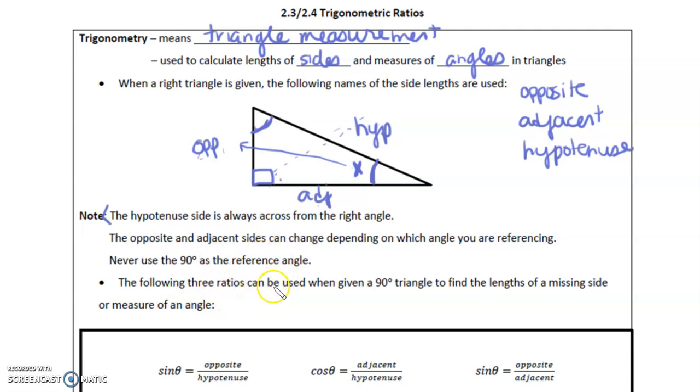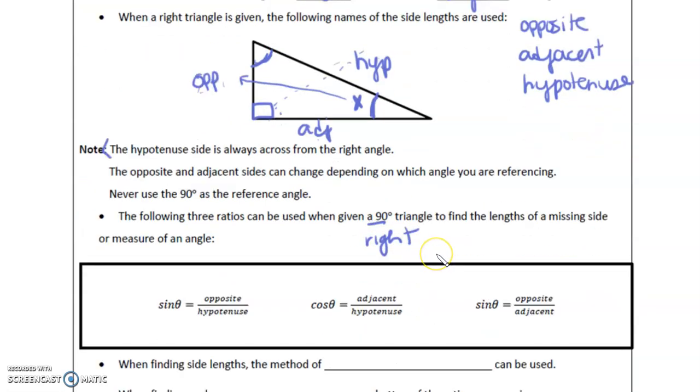Okay, the following three ratios can be used when given a 90-degree triangle, so like a right triangle, to find the lengths of the missing side or measure of an angle. So we can use sine, cosine, oh, this is supposed to be tangent. Okay, so sine is going to be opposite over hypotenuse, cosine is going to be adjacent over hypotenuse, tan is going to be opposite over adjacent.